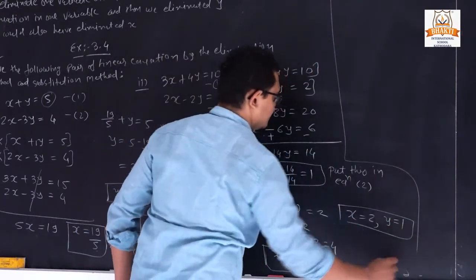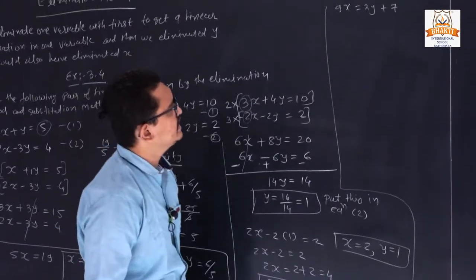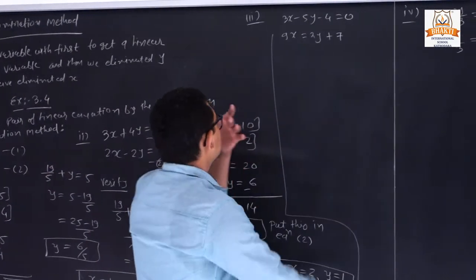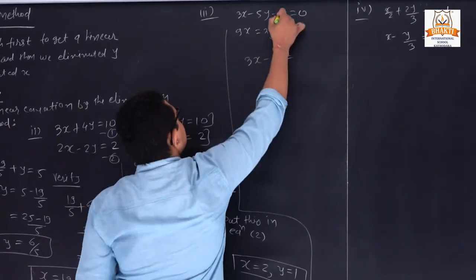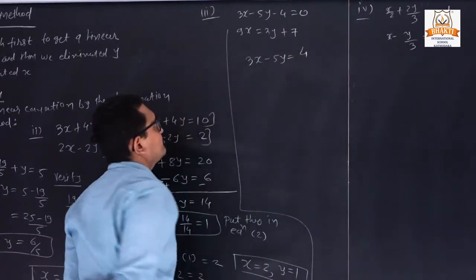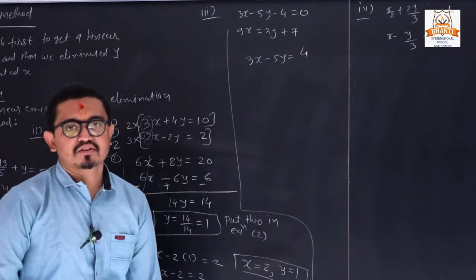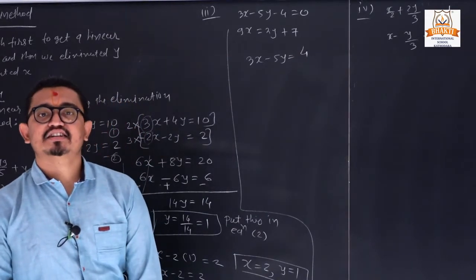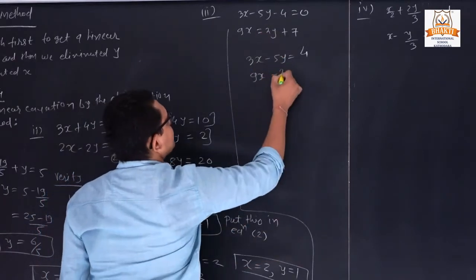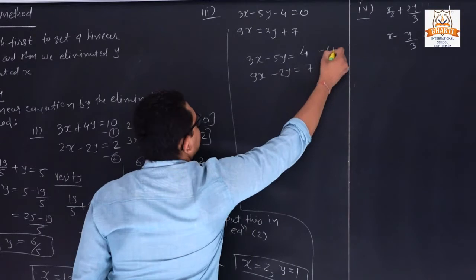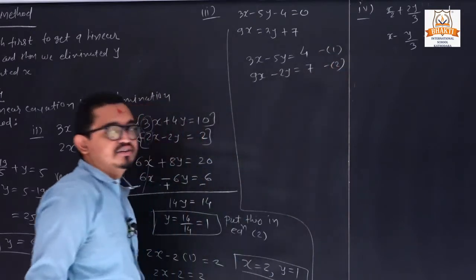Now next, question number 3. So once again I am writing the equation like that. This minus 4 is going to the second side, so it is plus 4. Clear? We can convert the equation into the standard form. Then 9x, this is going to the second side, so minus 2y is equal to 7. It is equation 1 and it is equation number 2.